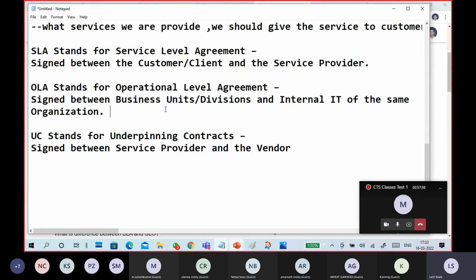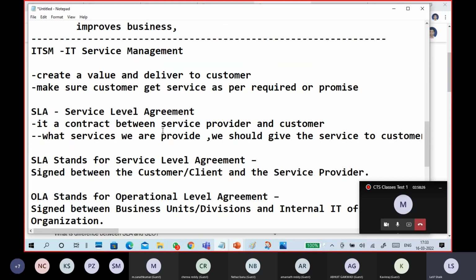I am maintaining infrastructure. That part of the division, the IT infrastructure, belongs to someone, and the business unit will bring the business and do the business. Internal IT infrastructure maintains infrastructure for the organization, making sure services are continuously up and running, by the internal IT part only. It does not belong to the external part. Underpinning contract is between service provider and vendor. Who is the vendor? We are a vendor for Cognizant and HCL, right?